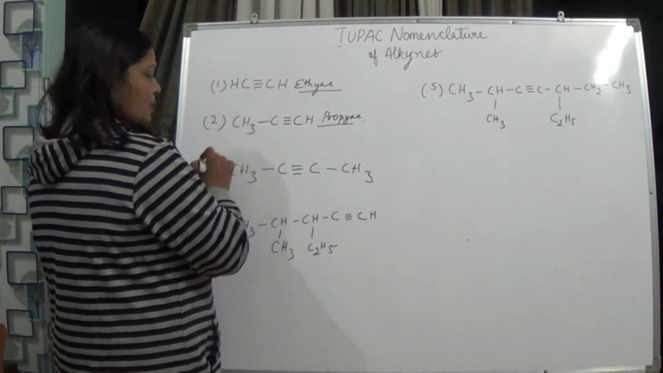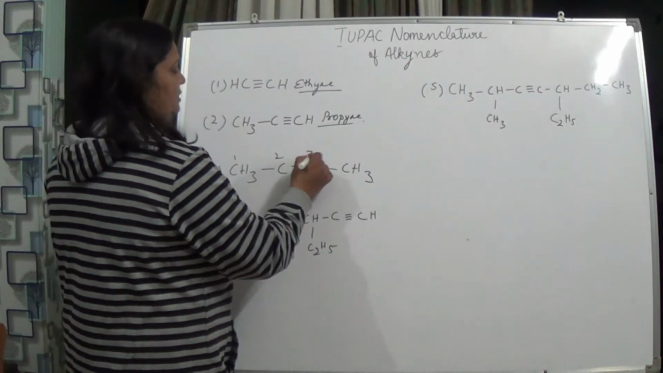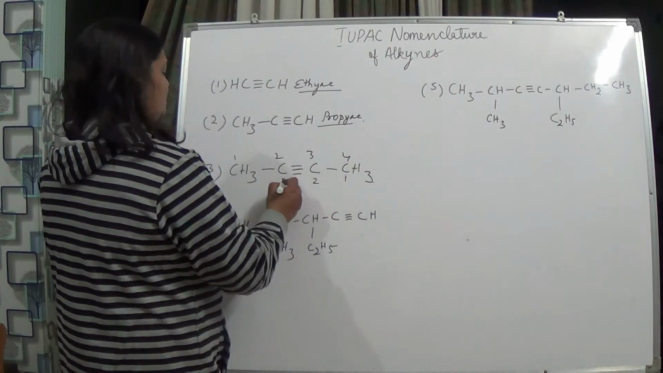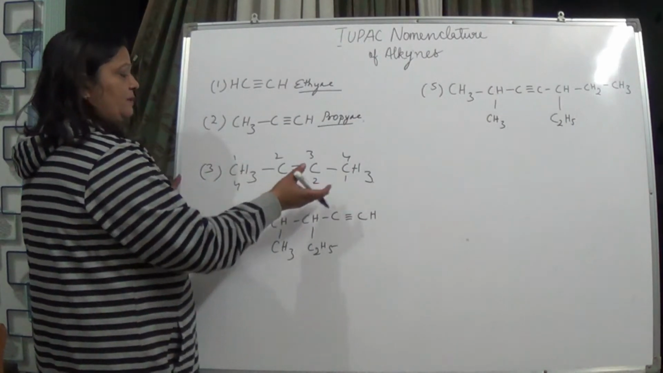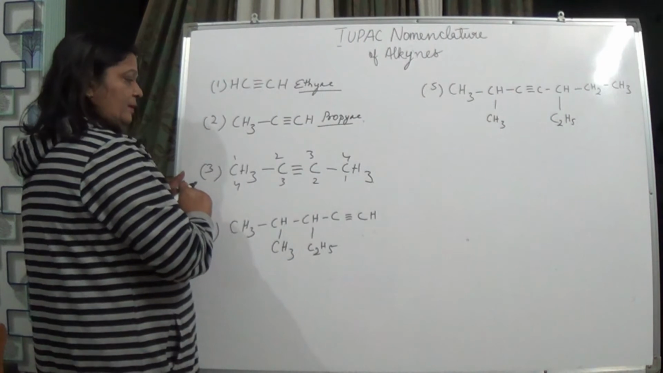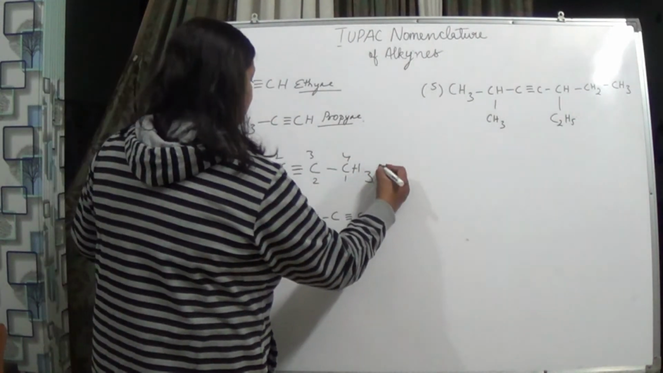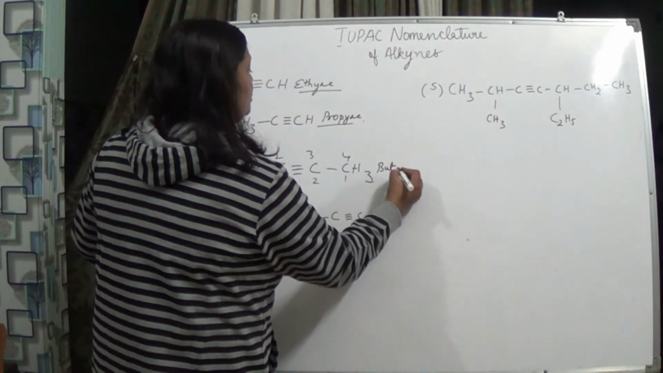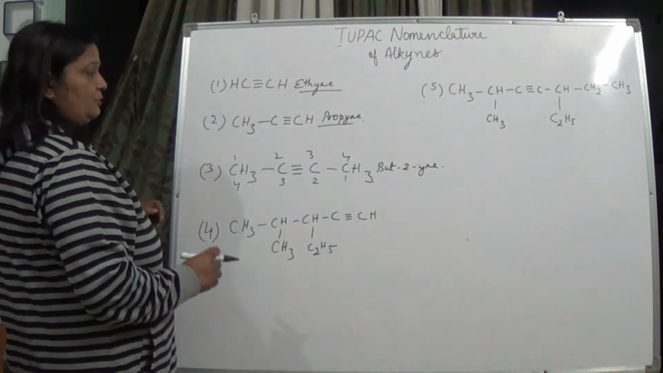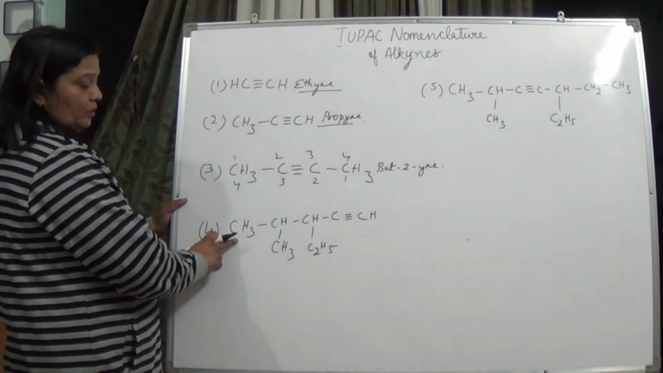So here first count it: 1, 2, 3, 4. Here also you will be counting, it is 1, 2, 3, 4. So basically from this side or that side the same is coming. So what will it be? It will become but, 4 carbons, so but 2 yne. But 2 yne.